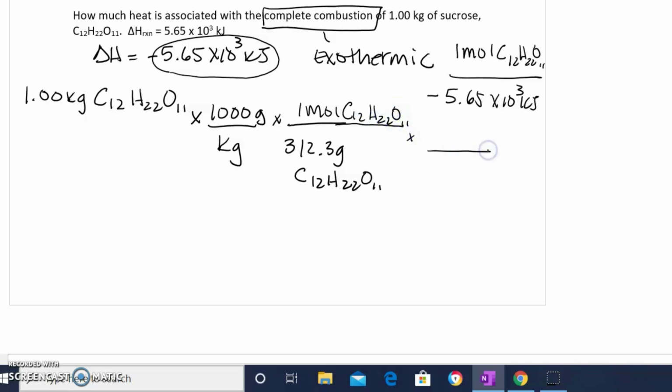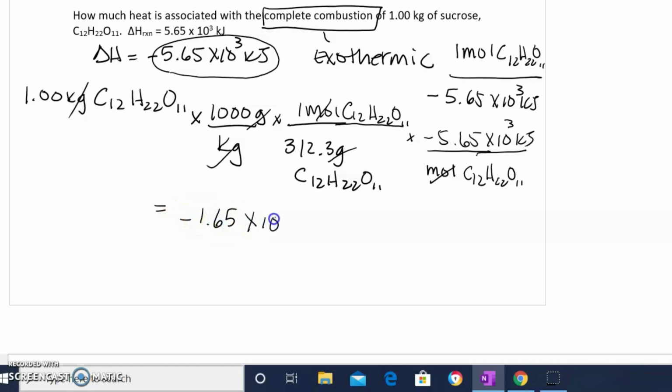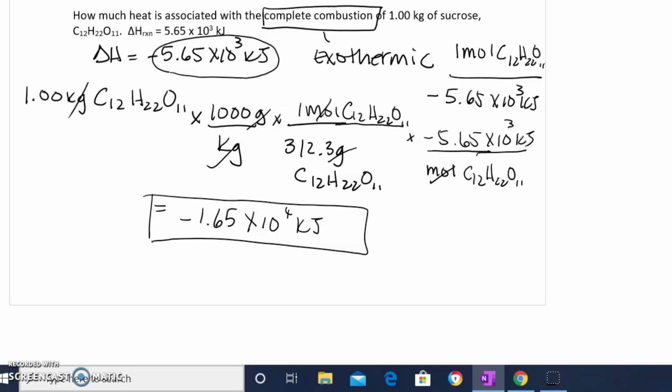C12H22O11. And now we can cancel our grams and our kilograms, and now we can use our conversion factor. So in 1 mole of C12H22O11, we have negative 5.65 times 10 to the 3 kilojoules. So now our moles will cancel, and we're left with kilojoules. So we're left with negative 1.65 times 10 to the 4 kilojoules. There we go. Okay, so that's the end of this module using stoichiometry, getting the conversion factor, and solving for our delta H.